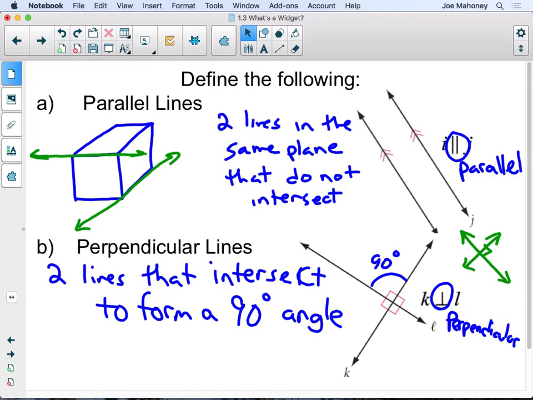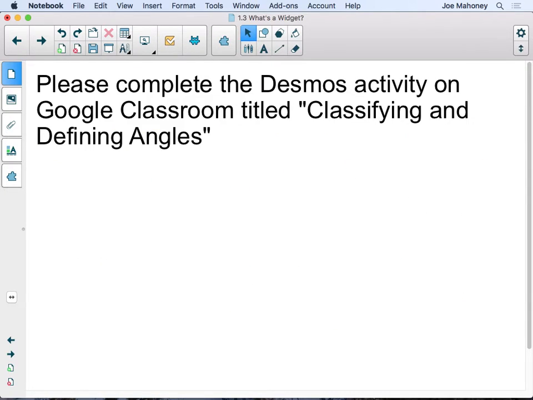So what I'd like you to do now, if you're in my classroom, there's a link on Google Classroom to an activity on a website called Desmos titled Classifying and Defining Angles. What you'll do is you'll see pictures of angles, you'll be told what they are and also what they're not. Write a definition. When you do, you'll see some of your classmates pop up as well. Read theirs and improve yours until we can get a good class definition.